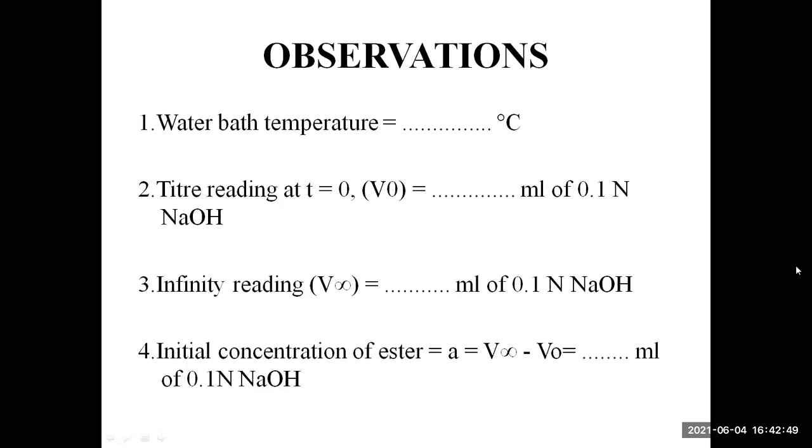Observations: water bath temperature in degrees Celsius, titer reading at time 0, that is V0 in ml of 0.1 normal NaOH, infinity reading, that is V infinity in ml of 0.1 normal NaOH, initial concentration of ester A, that is V infinity minus V0 in ml of 0.1 normal NaOH.